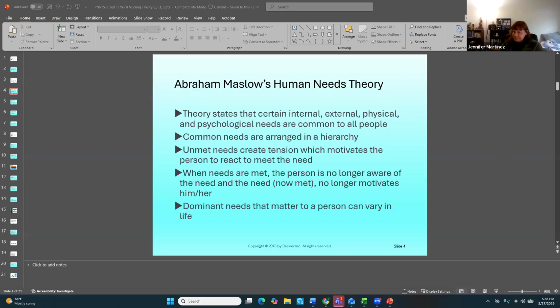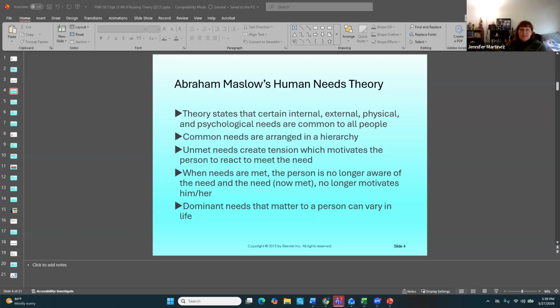Abraham Maslow was not a nurse. He was actually a psychologist, but we use Maslow's theory a lot in nursing, right? It's a framework for education. It's also how we develop some of our nursing interventions or nursing diagnoses based off of human needs. His theory states that there are certain internal, external, physical, and psychological needs that are common to all people, right?